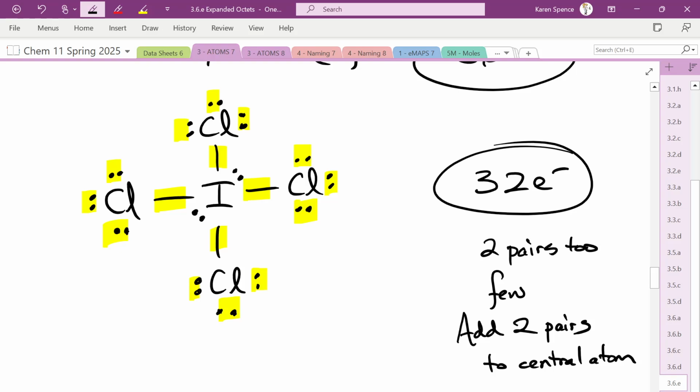If you tend to be a very messy drawer, this is not the time to be messy. Take a little extra time, okay? It doesn't have to be super tidy. It just has to be like, I have to be able to see that those belong to the I.